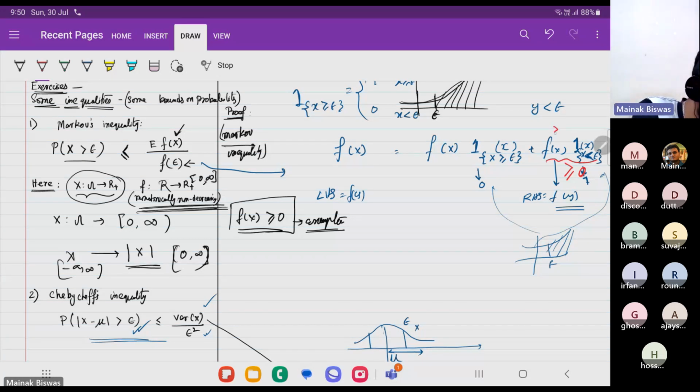If f of x is greater than zero, this term will be greater than or equal to zero. Yes or no? The indicator is either zero or one. F of x is greater than or equal to zero. Then the product of an indicator and a variable which is greater than zero is greater than or equal to zero, yes or no?